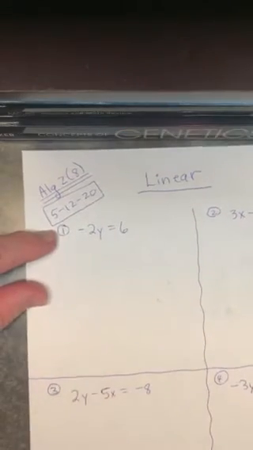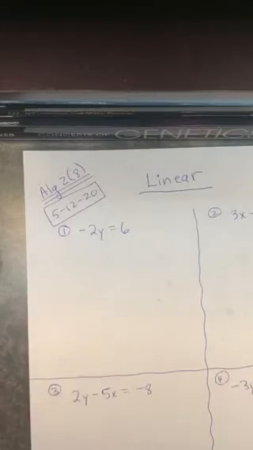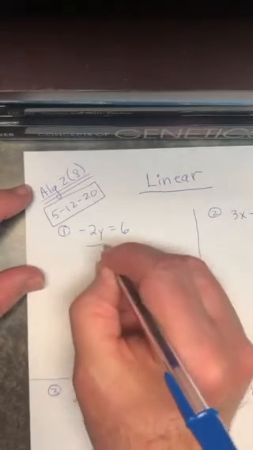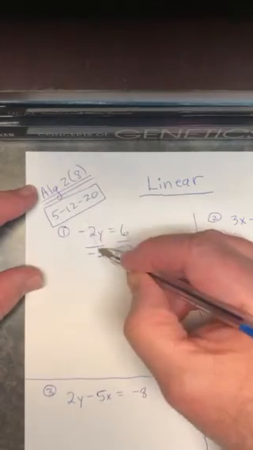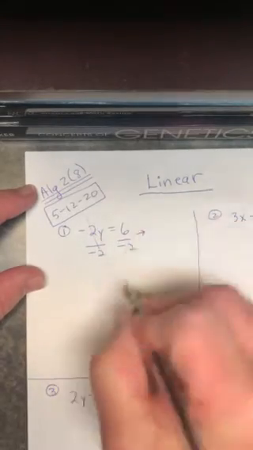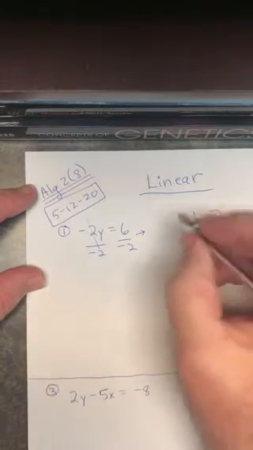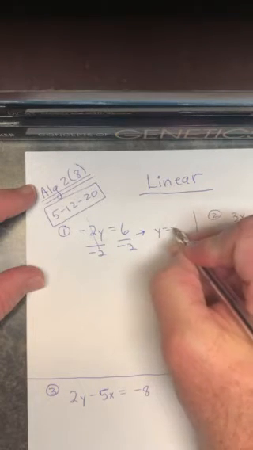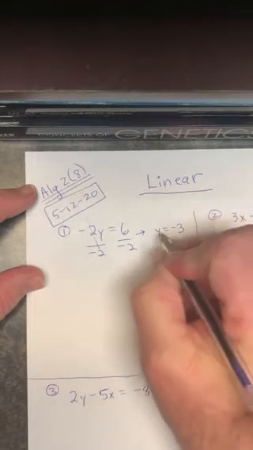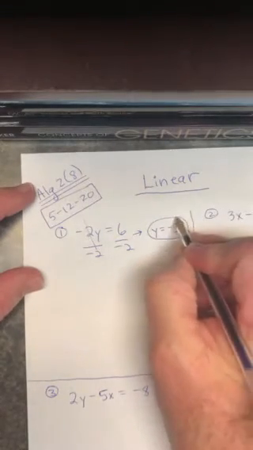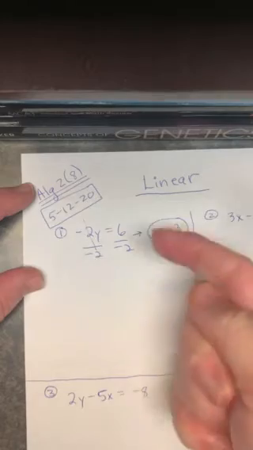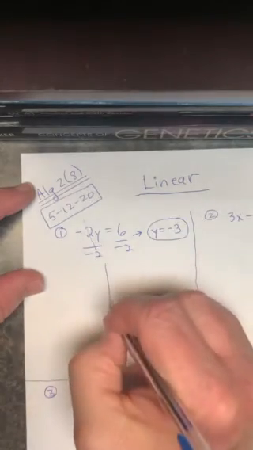Number 1 here, it says negative 2y equals 6. Of course, to get y by itself, we divide by negative 2. The negative 2's would cancel. And I'm going to put it over here because I want room to draw my picture. I get y equals negative 3. Whenever you get y by itself, go ahead and circle it, because that's your, quote, standard form that you're about to now go graph. Now, careful, guys.